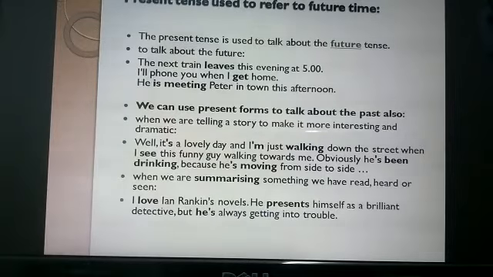So this way we can use present tense for events that are happening in the present, or we can use present tense to indicate future, and we can use present tense for the past also. So this way it can be used in three different contexts.